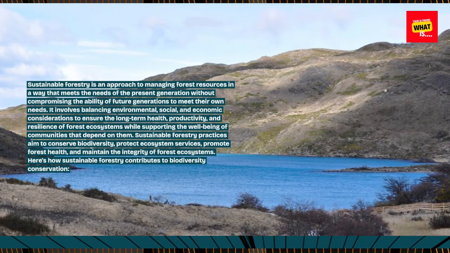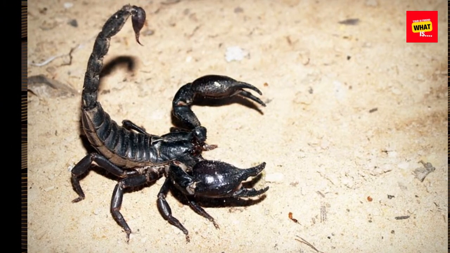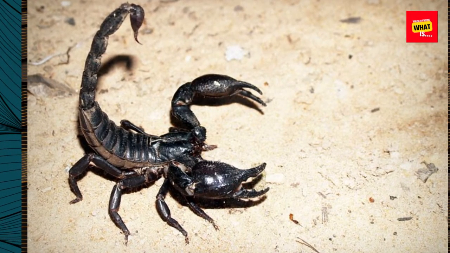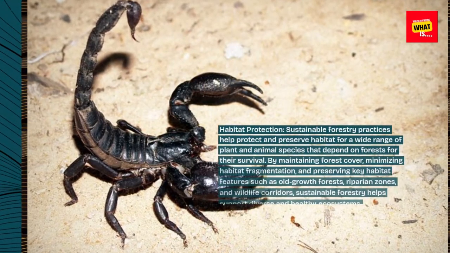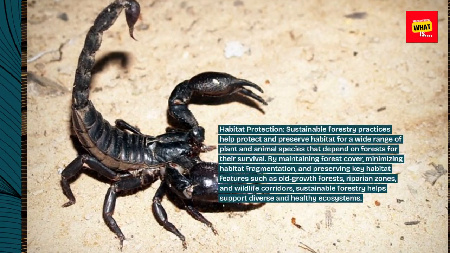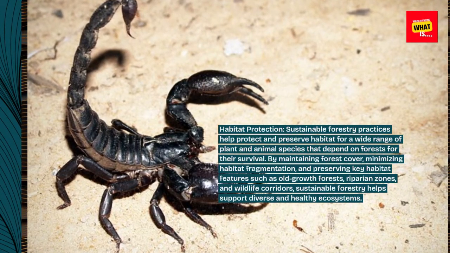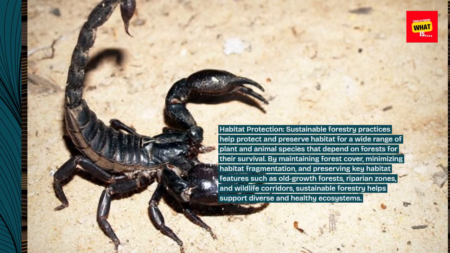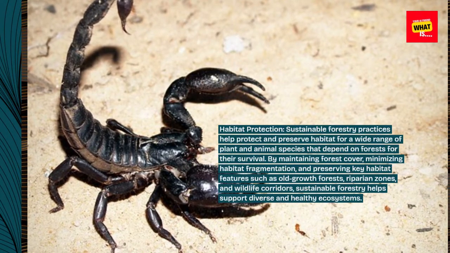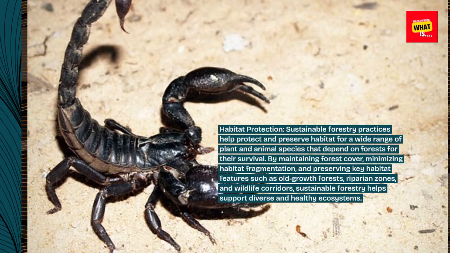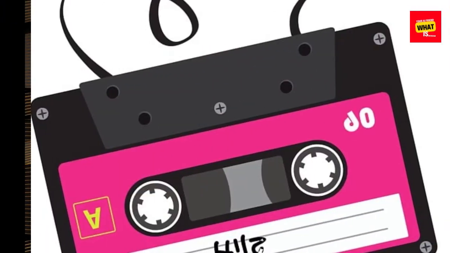Here's how sustainable forestry contributes to biodiversity conservation. Habitat protection. Sustainable forestry practices help protect and preserve habitat for a wide range of plant and animal species that depend on forests for their survival. By maintaining forest cover, minimizing habitat fragmentation, and preserving key habitat features such as old-growth forests, riparian zones, and wildlife corridors, sustainable forestry helps support diverse and healthy ecosystems.